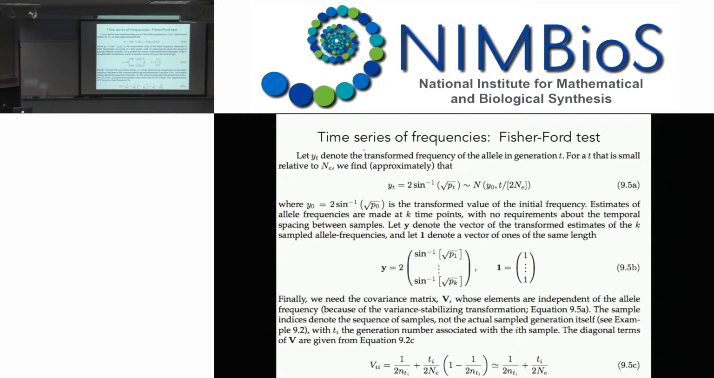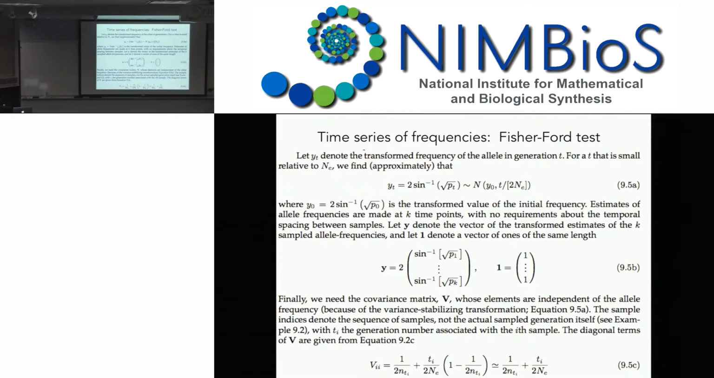A classic way to remove that is to use not the frequencies themselves, but the arc sine of the square root. Fisher showed that when you do that transform, the data are normally distributed with the initial mean, which is the transformed mean, and then a drift term, which has a constant variance and depends upon T and E. So you have a vector of the allele frequencies that you observe, and you transform them, so now your vector Y is a vector of the transformed allele frequencies. Then you have a vector of 1s.